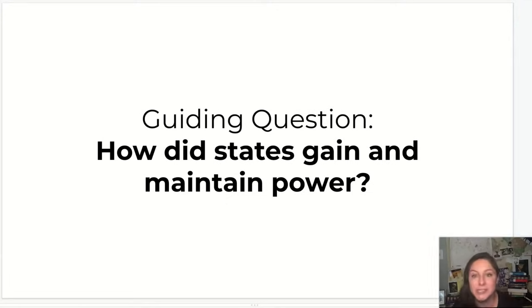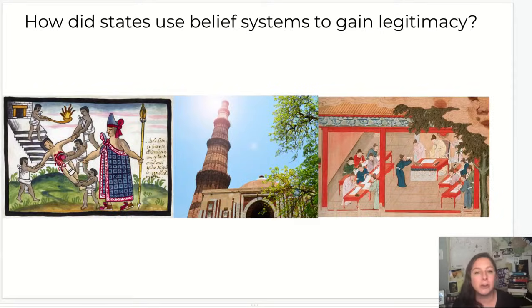I can't go into all this detail for you right now, but in general, you're going to want to think about how did states use belief systems to gain legitimacy. So when you're reading and you see the textbook or your teacher talking about a state religion, you'd want to take note of that. For example, in the Aztecs and the Inca, to a lesser extent, we see human sacrifice being used as a tool for political control, and that's also linked to their religious beliefs. We're going to see some states that put their religion, an outside religion, on top of the native religion.